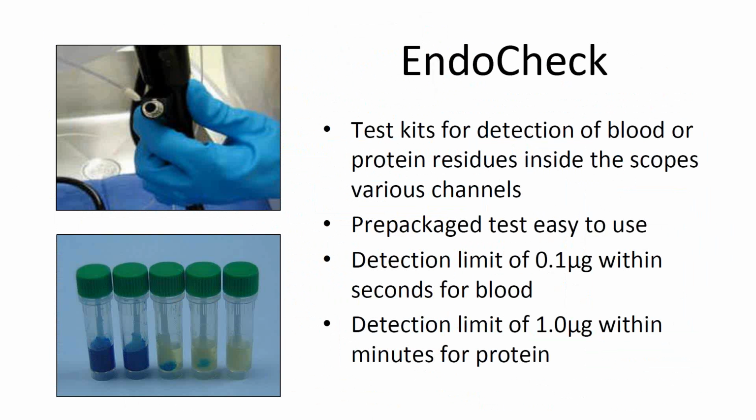EndoCheck, as photographed here, is a swab test that's available, and this will look for either blood residue or protein residue inside the endoscope. And when you swab through the channel, you then will have this detection by a color change that you can see. So it's pre-packaged this way. It's an easy-to-use test with a detection limit down to 0.1 microgram for blood and 1 microgram for protein. So this is one test method that's available to your facility to check for residual blood or protein inside the channels of the endoscope. Next slide.